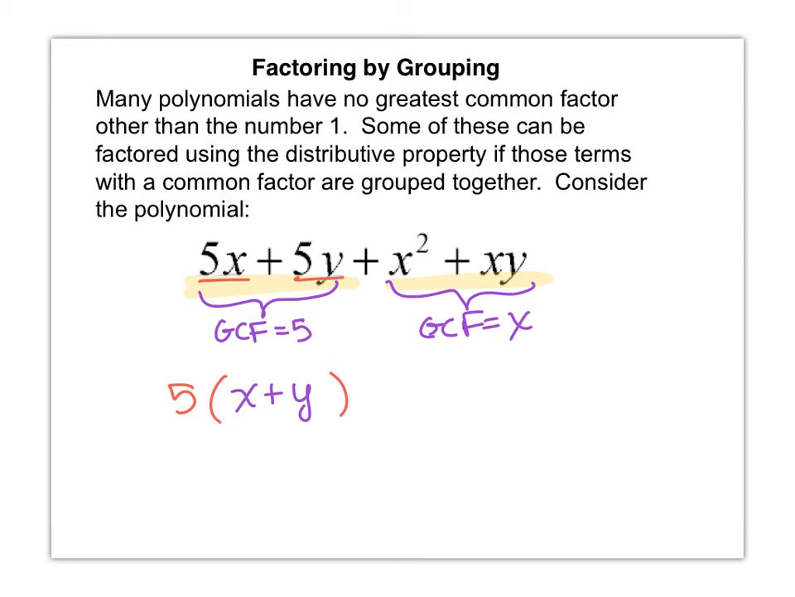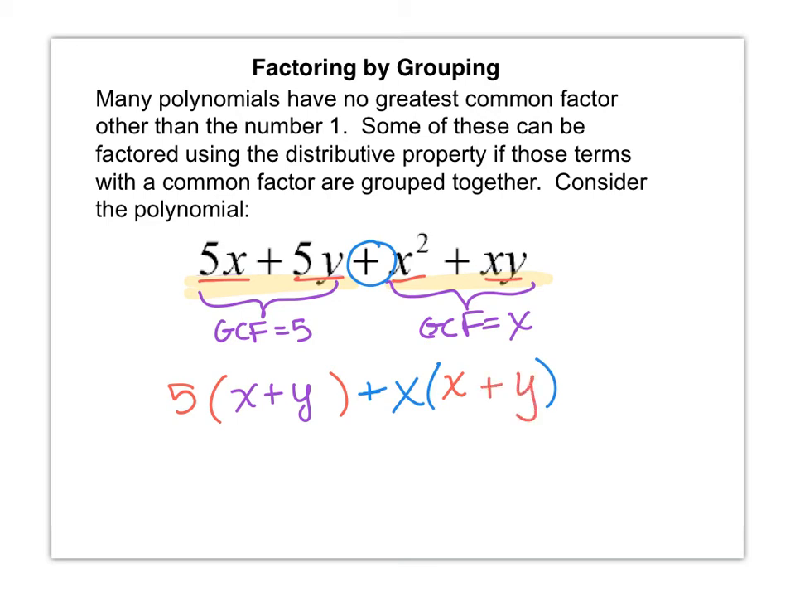For the last two terms, we're going to factor out the greatest common factor of x. And whatever sign this is, that's the sign of what you're going to factor out. So we're going to factor out a plus x from those last two terms. And the result is going to be x. When you take the x squared divided by x, you get x. And the xy, factor out the x, you get a y.